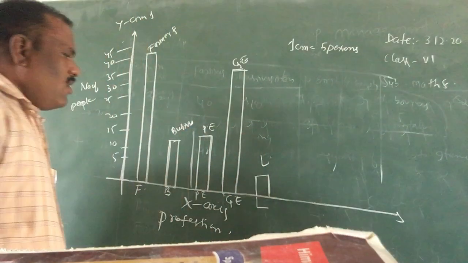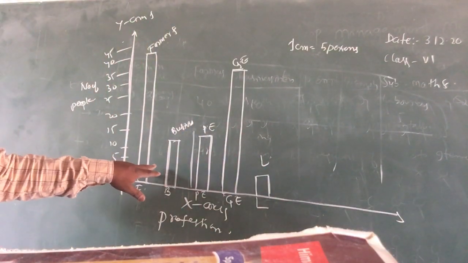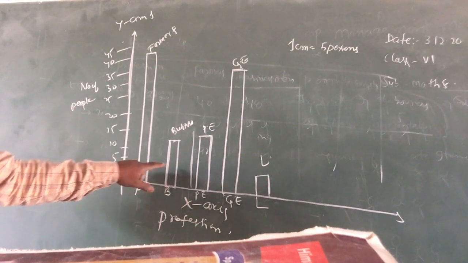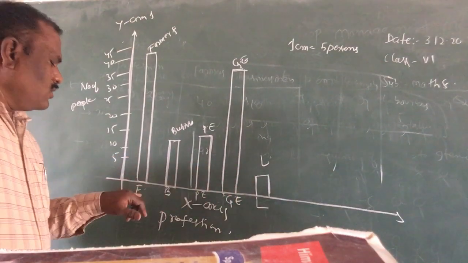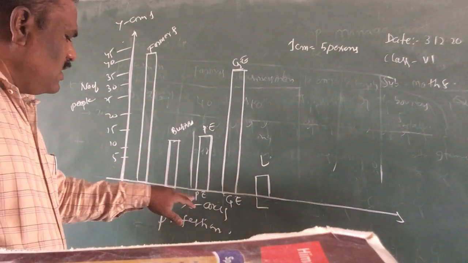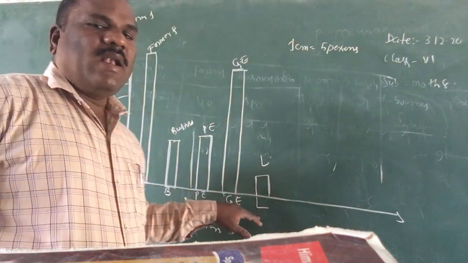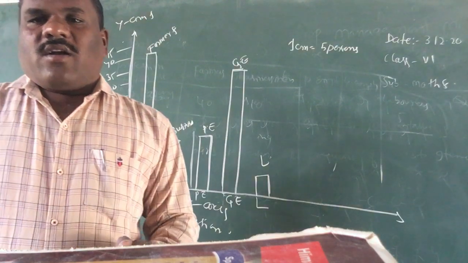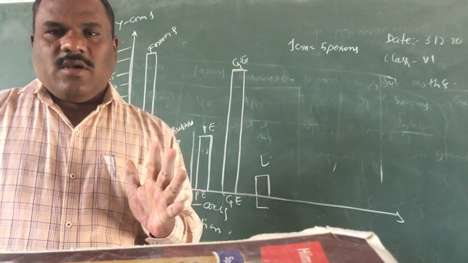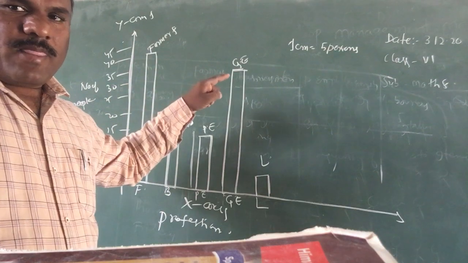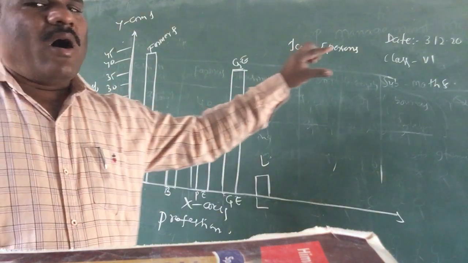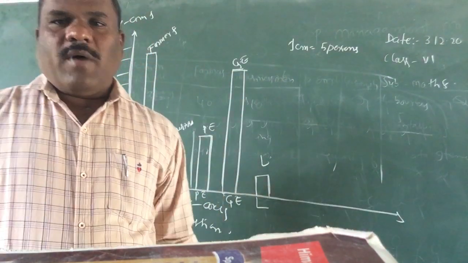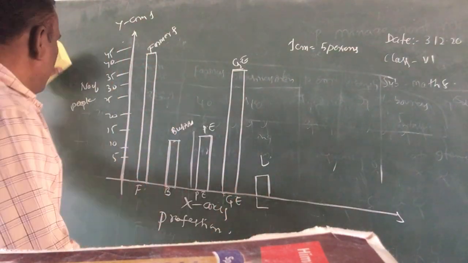Now you see that there is a space between the bars, which must be the same, equal spacing. 1, 2, 3, 4, 5: farmers, businessmen, private employees, government employees, and laborers. So this is the way of representing the given data in the form of bar graphs. This is a vertical bar graph, and you can also draw horizontal bar graphs like this. This is one example.